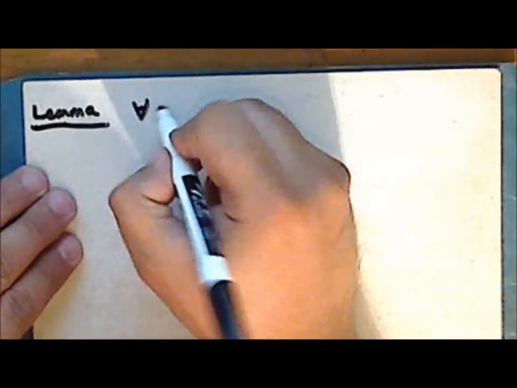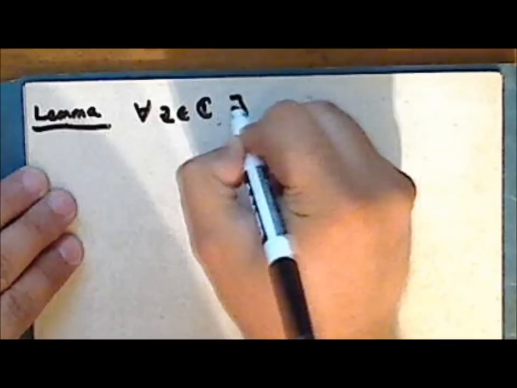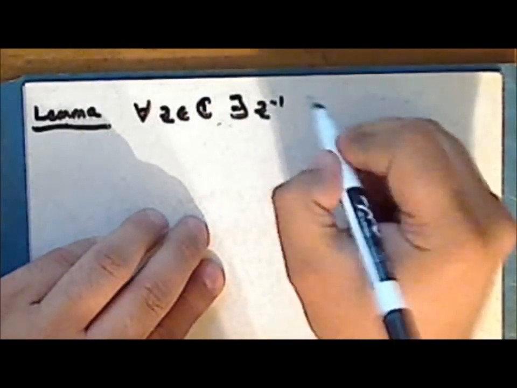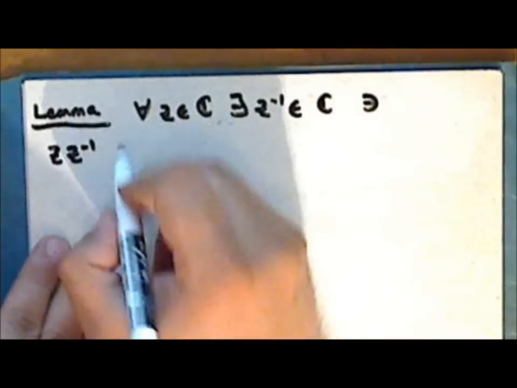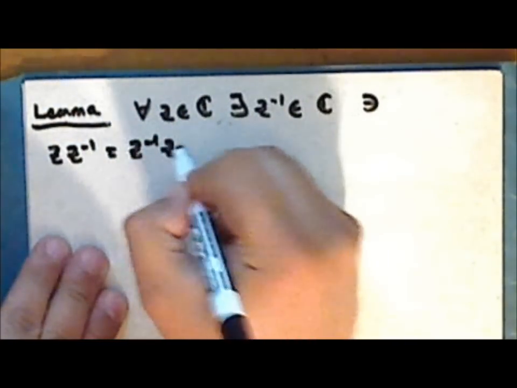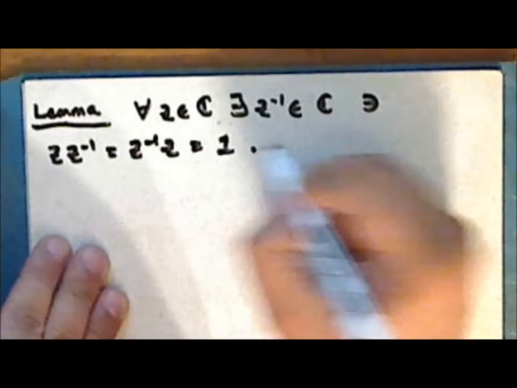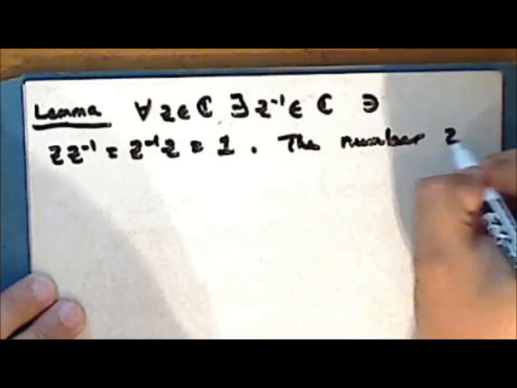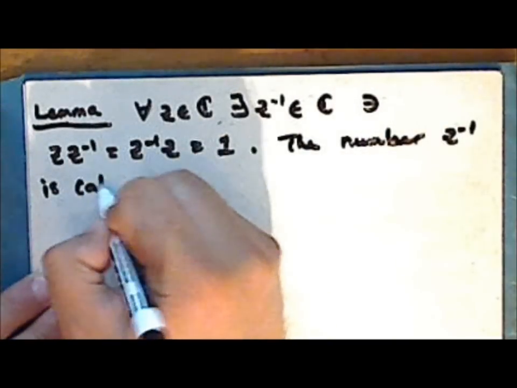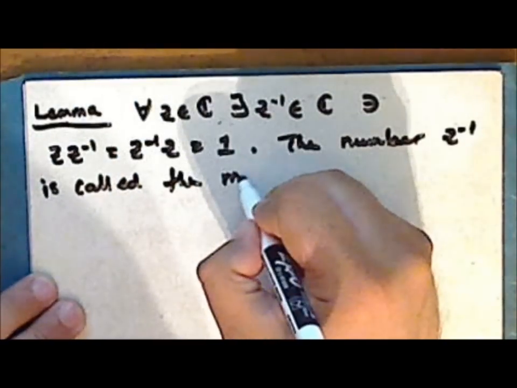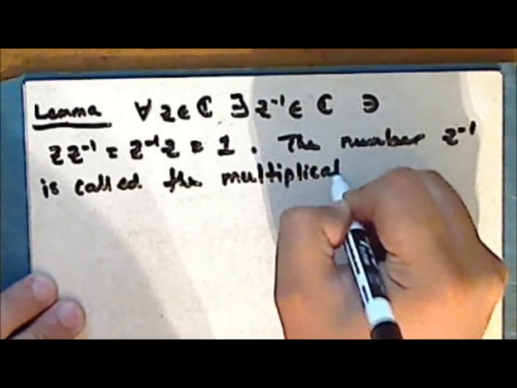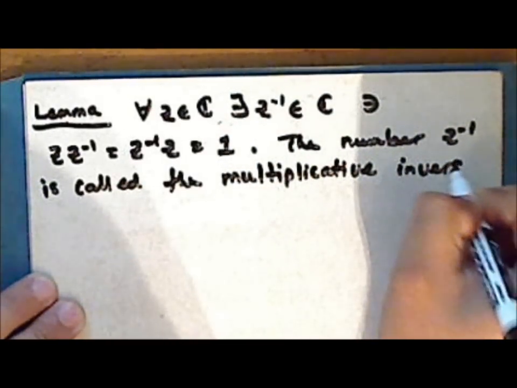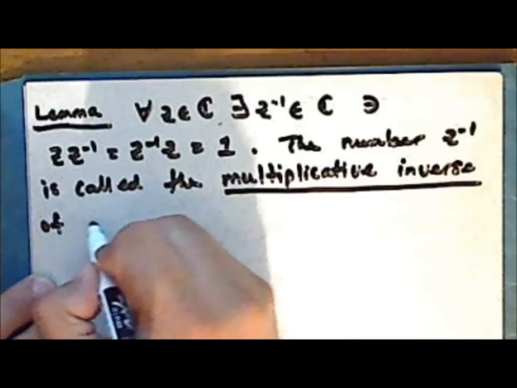So new lemma. For every complex number z, there exists a number z superscript negative 1 in the set of complex numbers, such that z times z superscript negative 1 is the same as z superscript negative 1 times z, which is the number 1. The number z superscript negative 1 is called the multiplicative inverse of the number z.